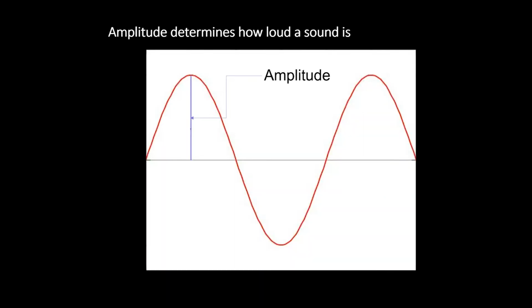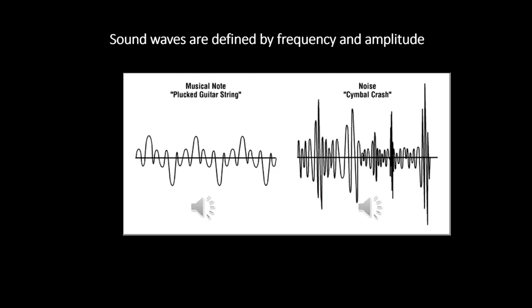Amplitude refers to how tall the wave is. It tells us how much energy a wave has. The greater the amplitude, the louder the sound. Changing both the frequency and amplitude of a sound wave creates all the different sounds. A guitar note has a waveform different than a cymbal crash.